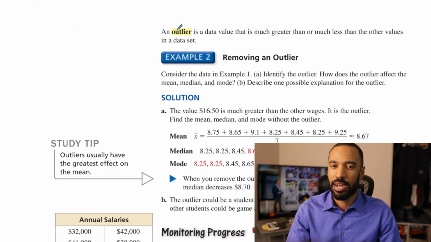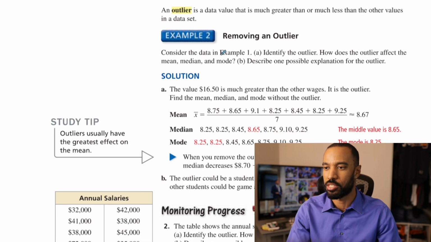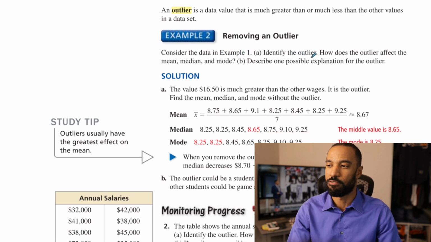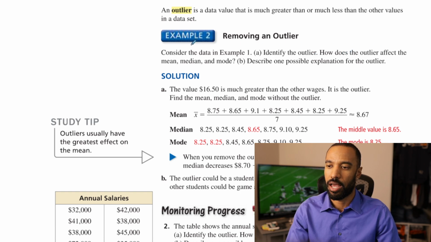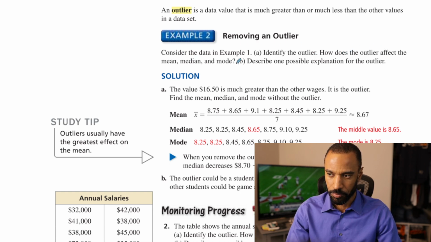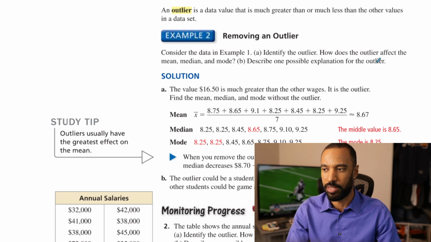Okay. An outlier is a data value that is much greater than or much less than the other values in a data set. So in the first, actually they say it right here. In the previous example, there was an outlier. It says identify the outlier. How does the outlier affect the mean, median, and mode? Describe one possible explanation for the outlier.